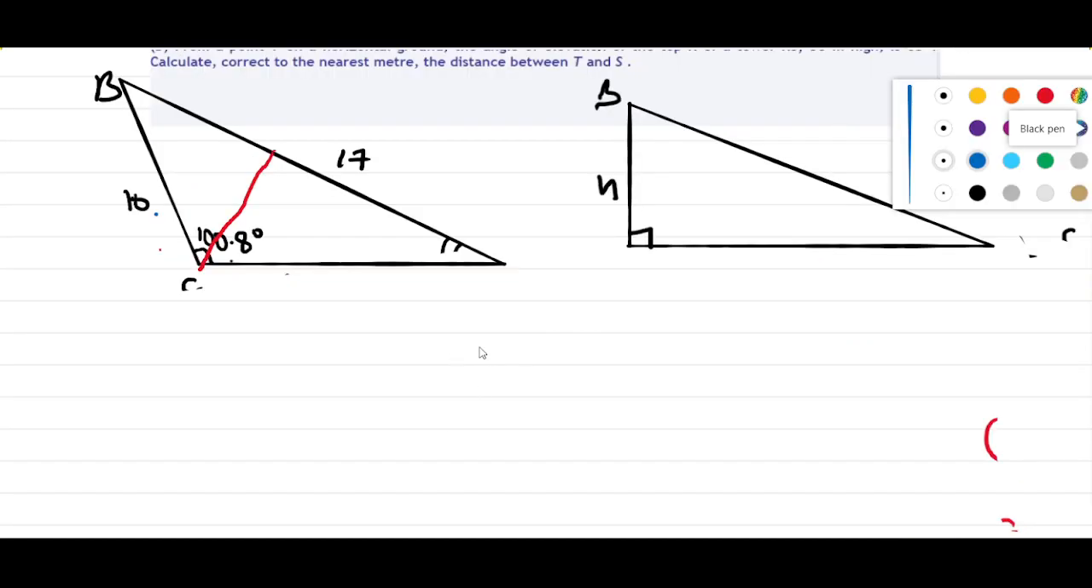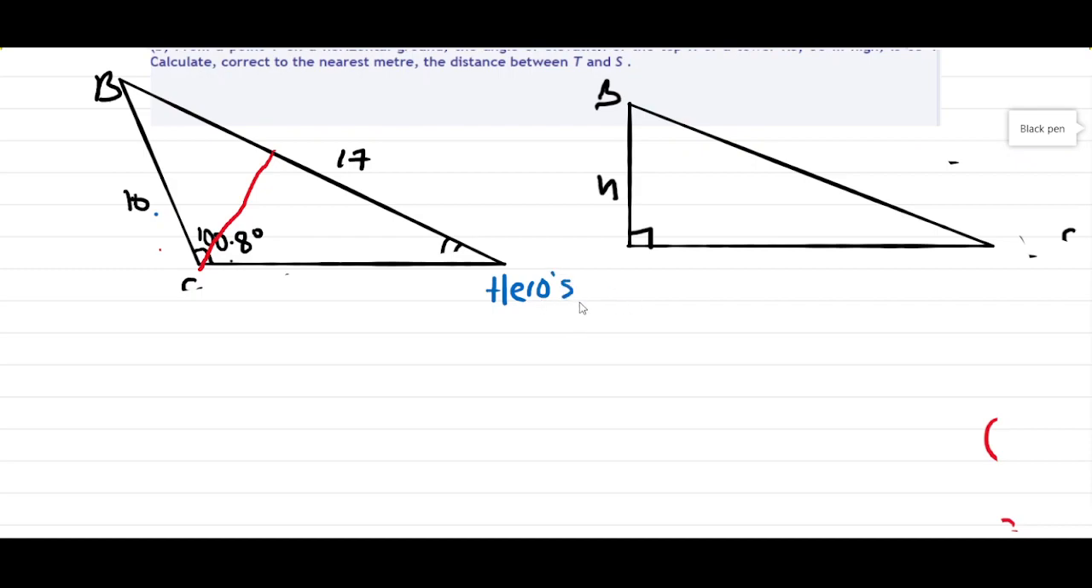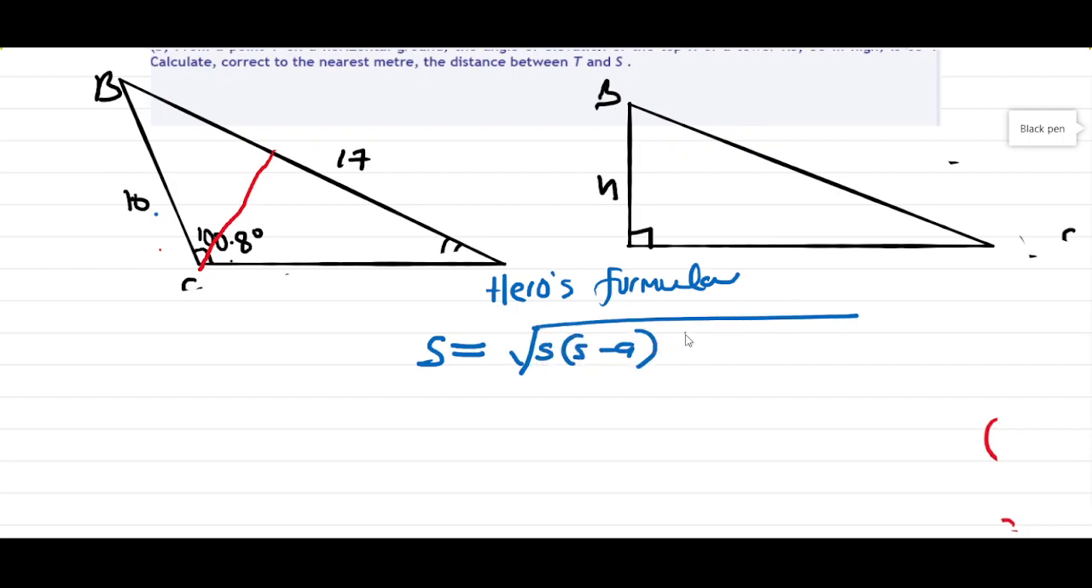The formula is called Heron's formula. I think that is just it. It says that the area of the triangle, denoted by S or H, is equal to the square root of small s minus a, times s minus b, times s minus c.